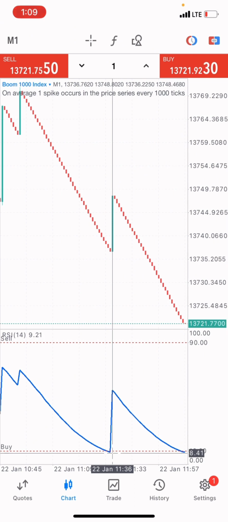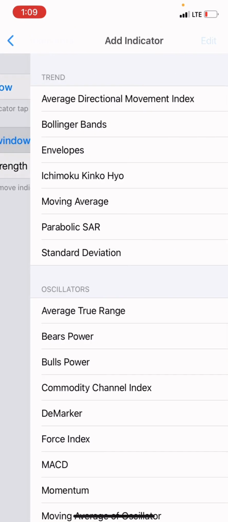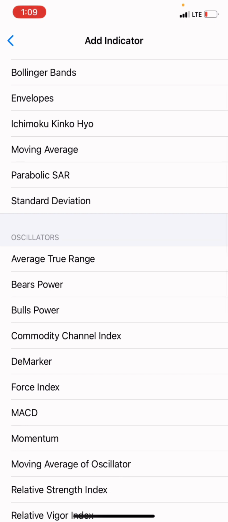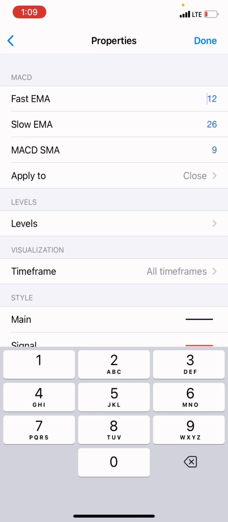So the next indicator is going to be the MACD. Put it on indicator window 1. Then what I'm going to set right here is the fast EMA, slow EMA, and MACD SMA. The first one, you leave it on 12. Second, 26. The third one is going to be on 9.